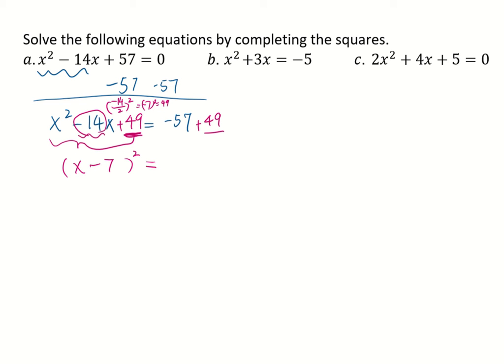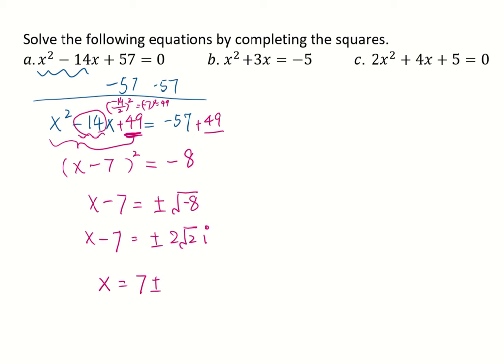Okay, so we have (x - 7) squared equals, here we have negative 8. Now we can solve this equation by using the square root property. x minus 7 equals plus or minus square root of negative 8. I know it's plus or minus 2 square root of 2i if I simplify square root of negative 8. Plus 7 on both sides, x equals 7 plus or minus 2 square root of 2i.